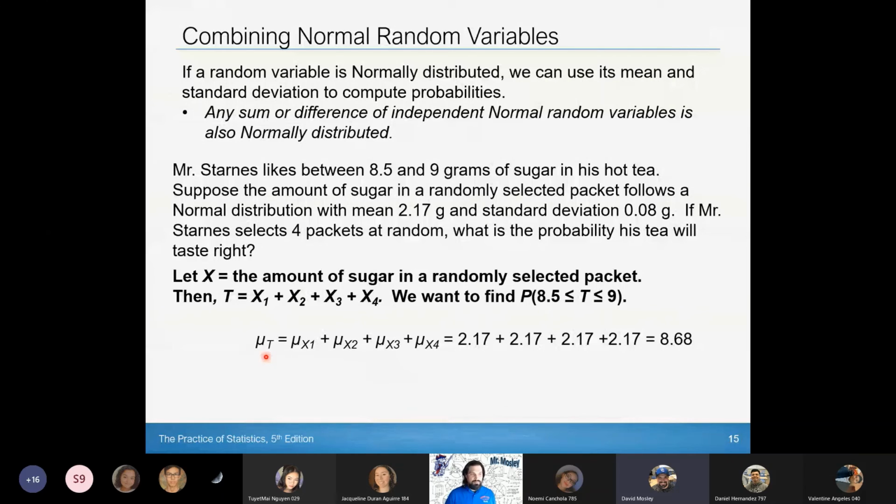So to find the mean, we add the mean of the random variables, which is just the same mean 4 times: 2.17, 2.17, 2.17, and we get 8.68.